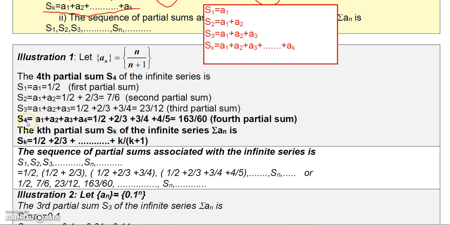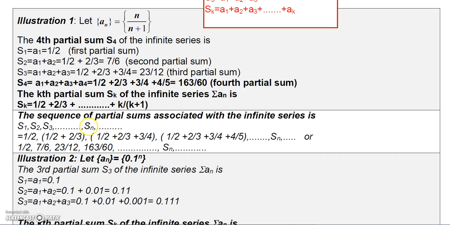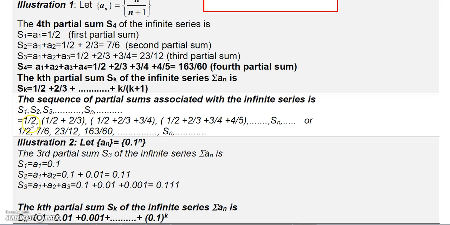If you wanted S4, you would add up the first four terms: a half plus 2/3 plus 3/4 plus 4/5, which turns out to be 163 over 60. So the kth partial sum would be 1/2 plus 2/3 plus 3/4 plus 4/5, and so on, plus k over k plus 1. The sequence of partial sums would be the half, comma, the half plus 2/3, comma, the half plus 2/3 plus 3/4, comma, the half plus 2/3 plus 3/4 plus 4/5, comma, and so on. Or if you wanted to write the actual values out: 1/2, 7/6, 23/12, 163 over 60, and so forth.